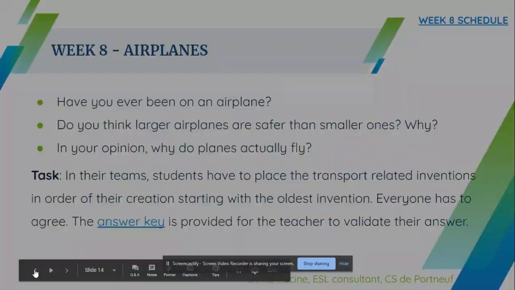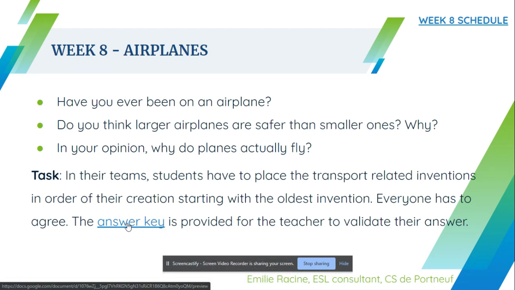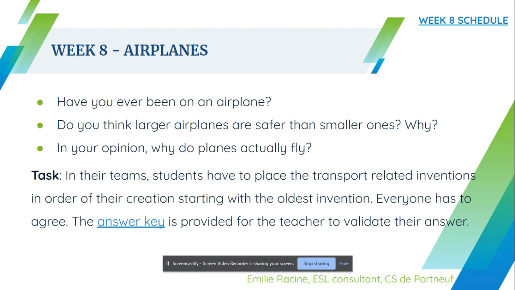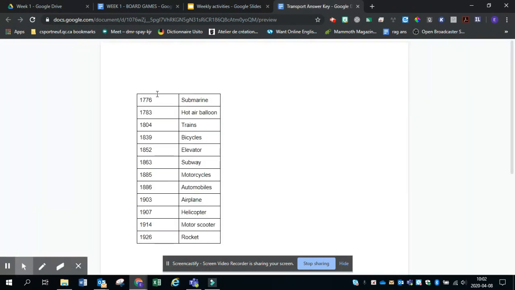If the activity requires an answer key, the link to the answer key is provided in the slide. If you click on it, for example, this activity talks about airplanes and other inventions that are related to transportation. So the students have a list of different means of transportation, and they have to place them in the order that they think they were created by discussing with their peers, and the answer key is provided. So when the kids are done with the activity, you can validate their answer.